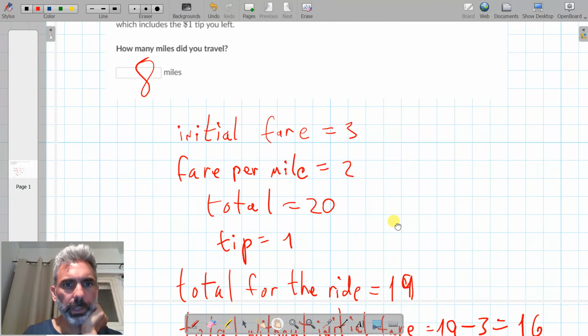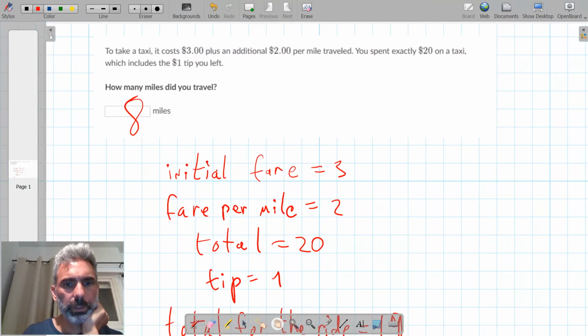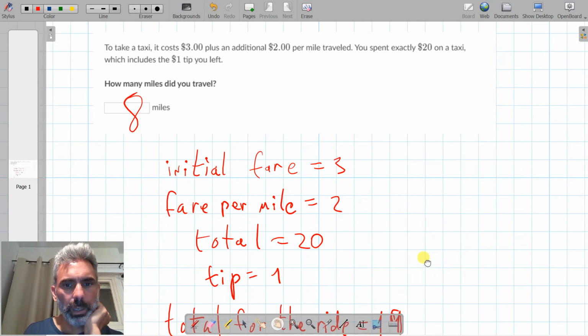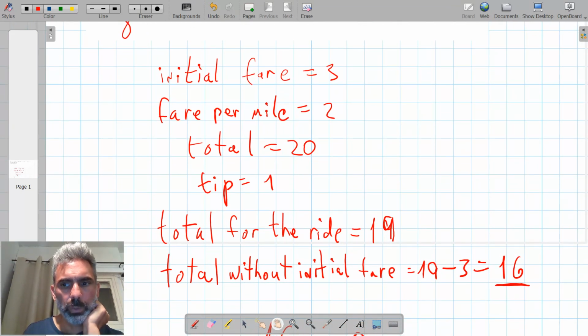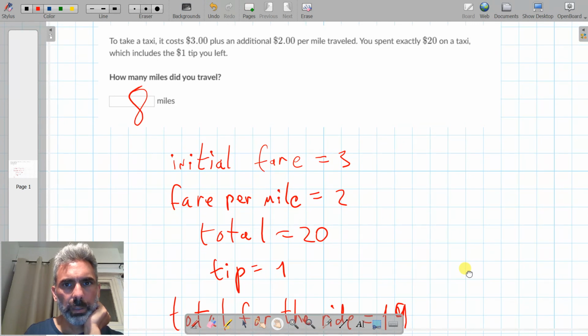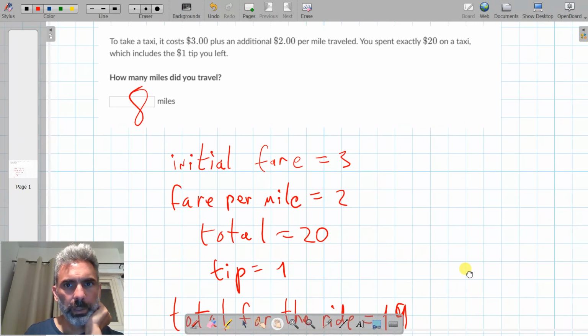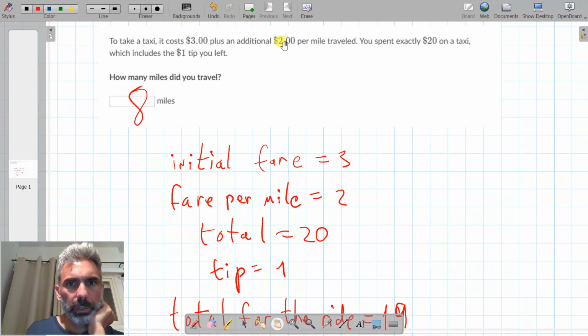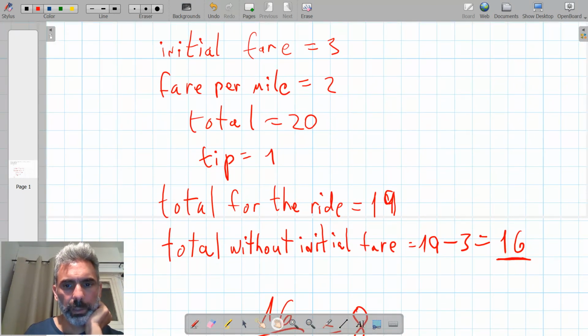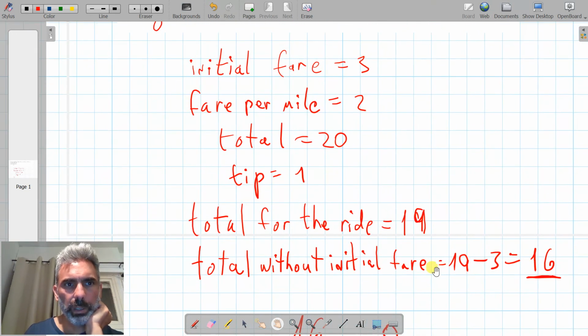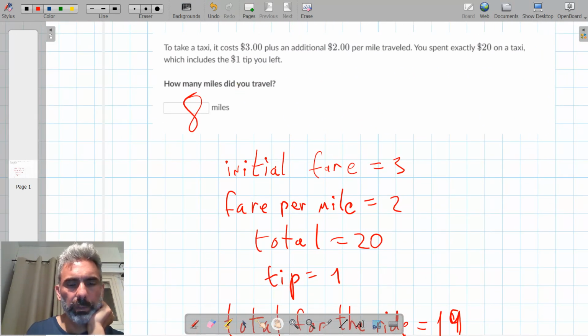Let's see if I made a mistake. Initial fare is $3. So the total, you spent $20 on a taxi, which includes the $1 tip. So 20 minus 1 is 19. Okay. And out of this 19, we subtract the initial cost, which is $3. So we have 16 that we paid for traveled miles. And because it costs $2 per mile, we divide 16 by 2. So we get 8 miles. How many miles did you travel? 8 miles.